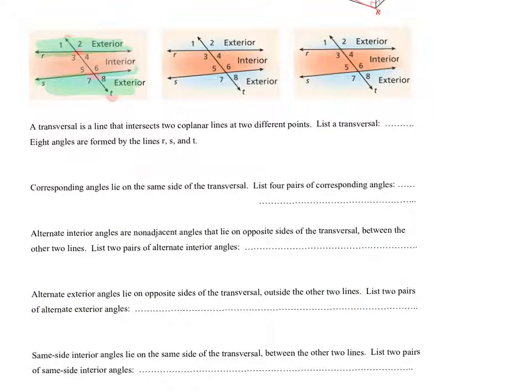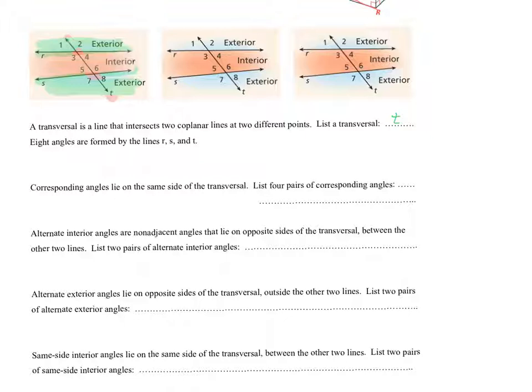So the first thing it says here, a transversal is a line that intersects two coplanar lines at two different points. List a transversal. Well, since it's a line, then I'm going to name it like I would a line. And I'm going to call this line T. The transversal is line T. Next one says corresponding angles lie on the same side of the transversal. List 4 pairs of corresponding angles.